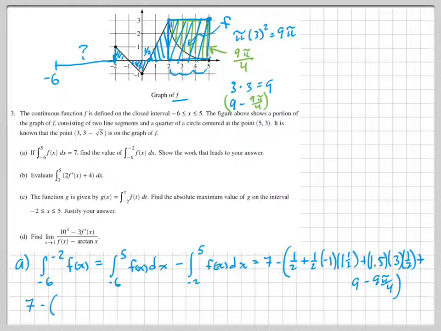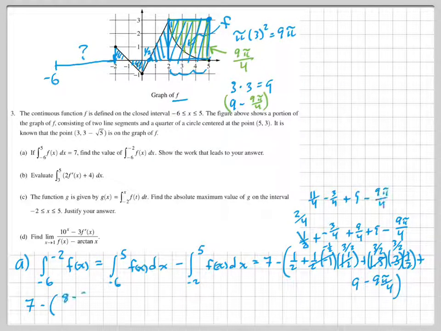Now I'm going to simplify it up. After some elementary school math, multiplying numbers together in fractions and adding them together, making sure I don't make any mistakes with negatives, I get 8 minus 9 pi over 4 plus 9. And with a little bit more simplifying here, I just distribute that negative.